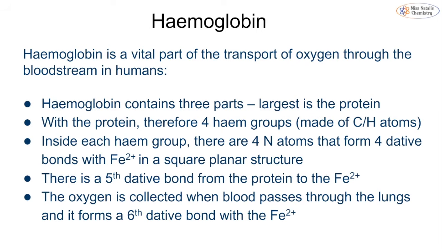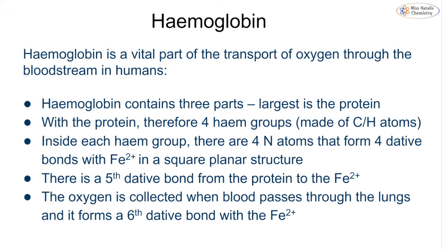Now, the last complex that we have to look at in this topic is haemoglobin. Again, if you've been doing biology, you will have seen haemoglobin before, but you may not have gone into its structure in detail. We're not particularly interested in how it all works. We're looking more at the structure and then how that is affected by carbon monoxide.